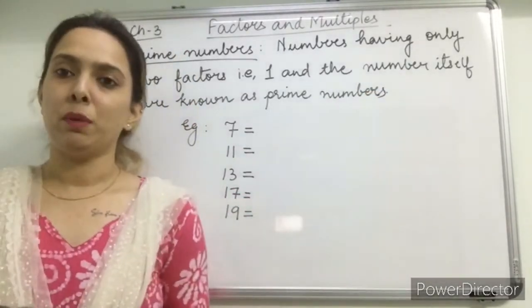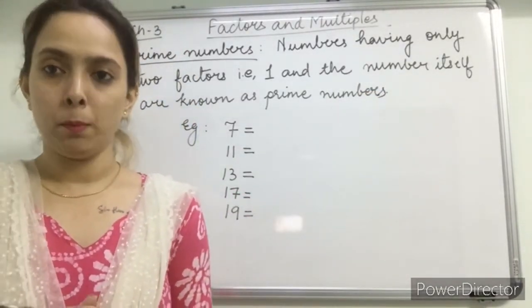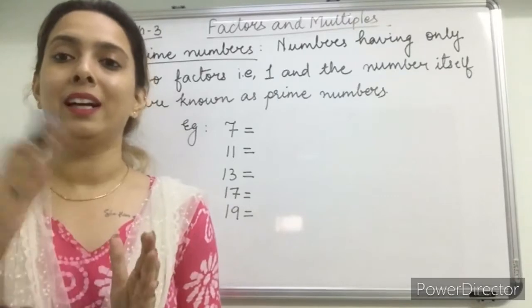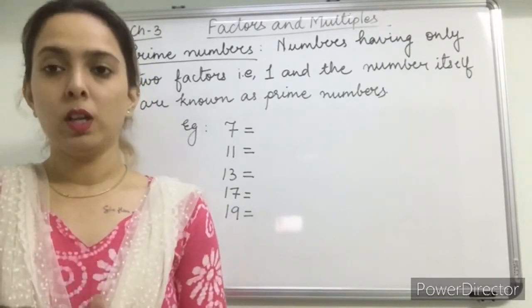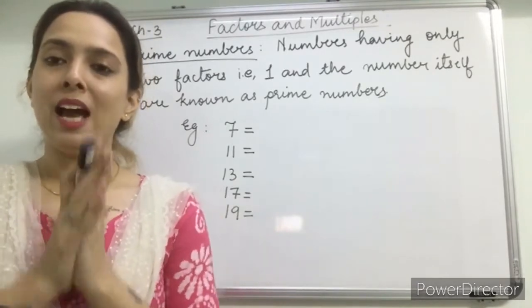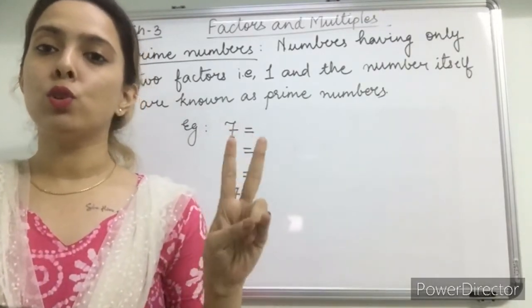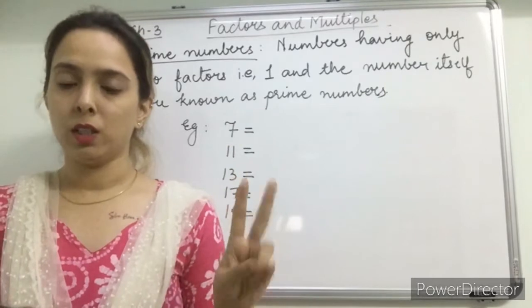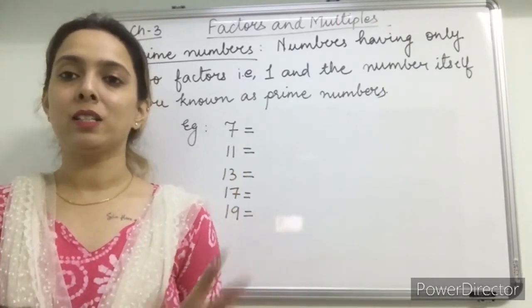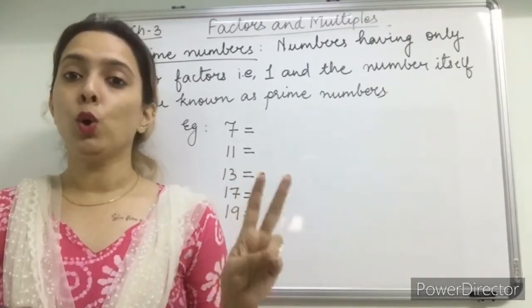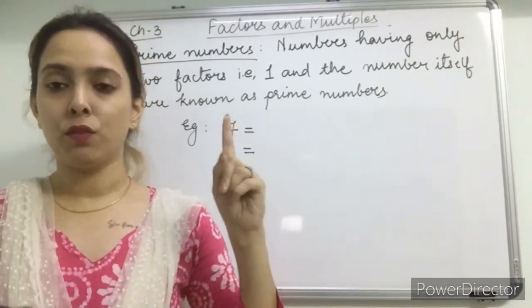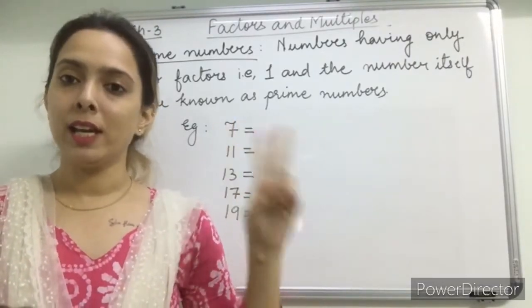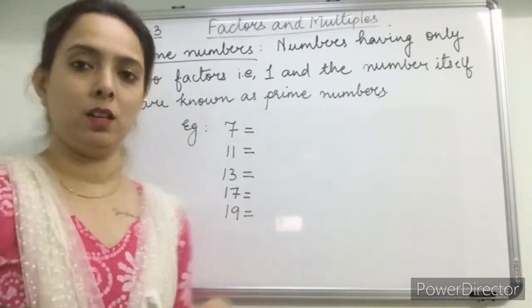numbers. It means any number, but the number should be greater than 2. We will always start with 2. So numbers having only two numbers as a factor, those numbers are known as prime numbers, and those two factors are fixed. The first factor is 1 and the next factor is the number itself.